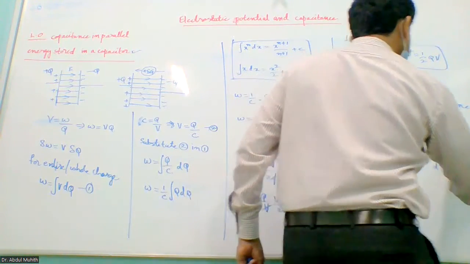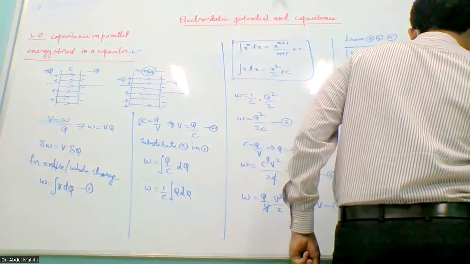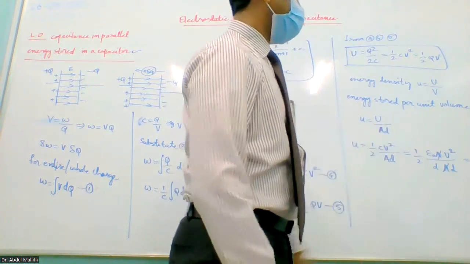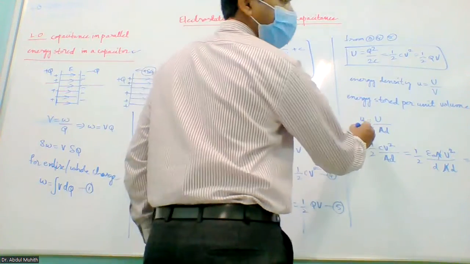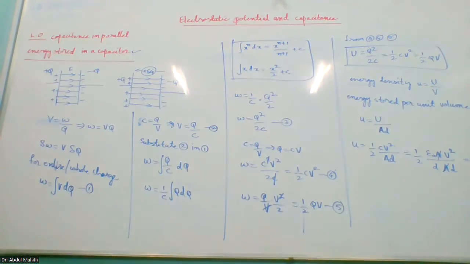What is the formula now? That is 1 by 2 epsilon 0 V square by D square. Is that clear? C is equal to epsilon naught A by D. So this is the formula for energy density, small u. Small u is how much energy is stored in unit volume. Is that clear to you?